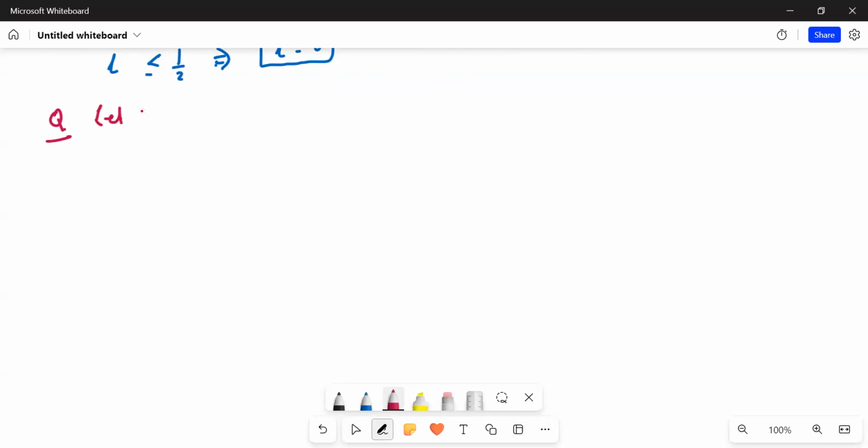So let x1 be equal to 3 over 4 and xn plus 1 is equal to xn minus xn raised to the power of n plus 1 for all n belonging to natural numbers. We want to examine whether my xn is convergent or not.